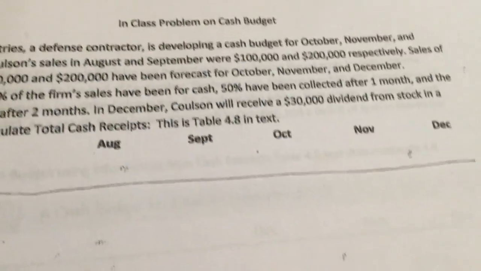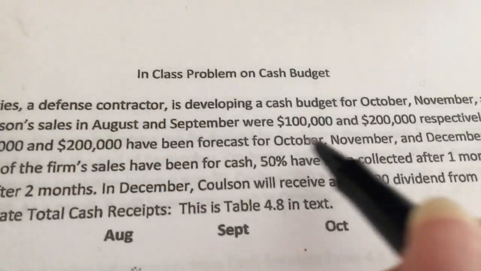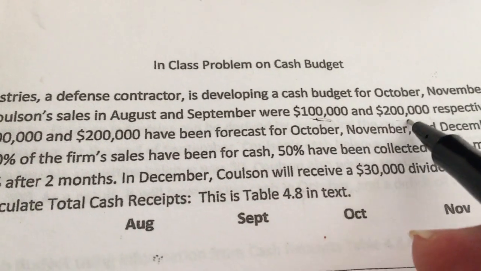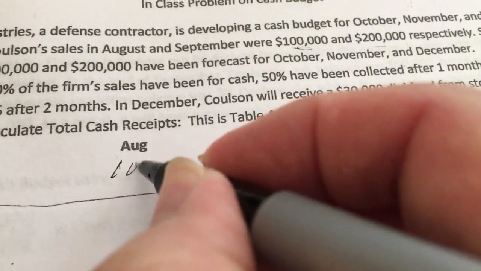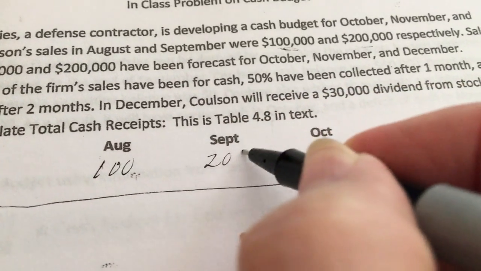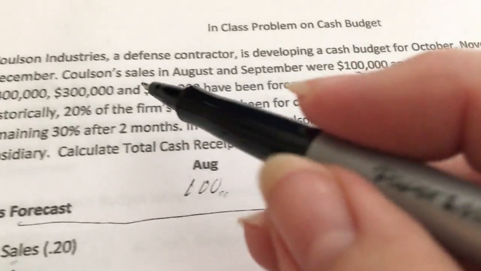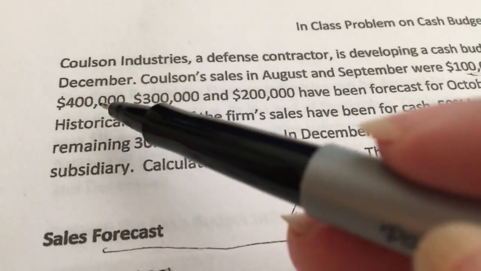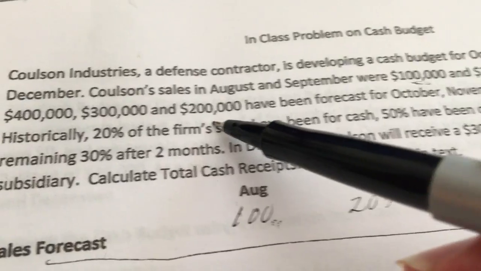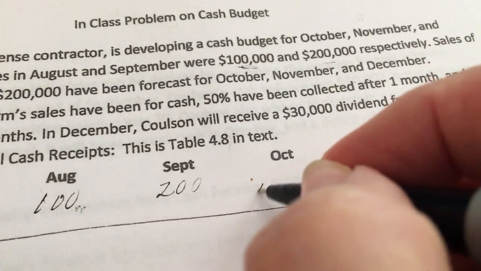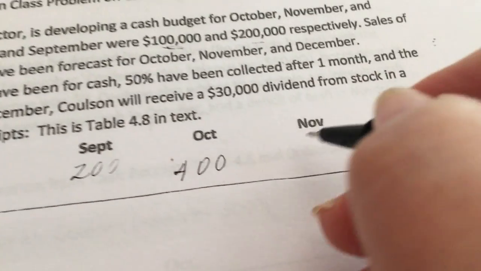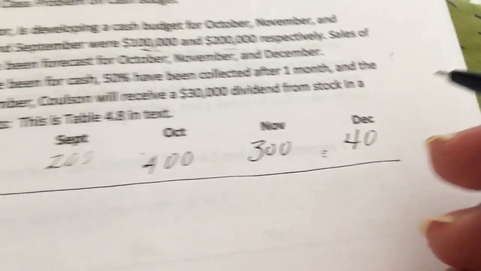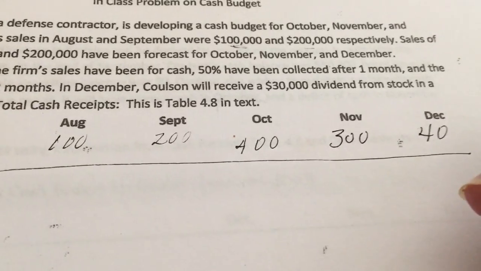Okay, in August, now if you go back to the problem and you read through here, it said in August we had $100,000 and $200,000. So put that down. Again, we're leaving off the last 3 digits. And then it said that sales of 400, 300, and 200 were for October, November, and December. Okay, October, November, and December.